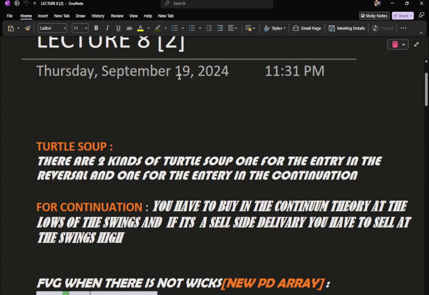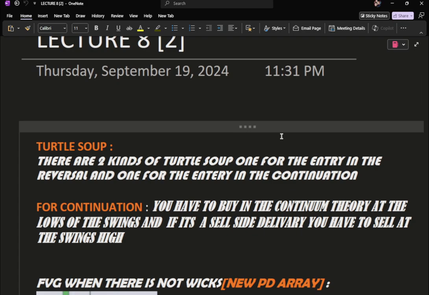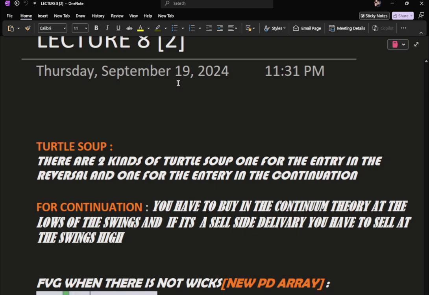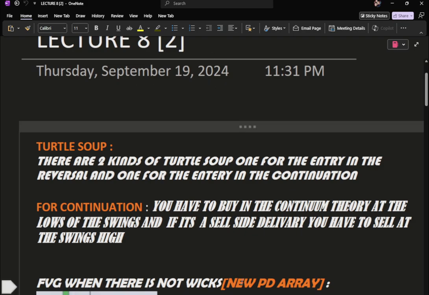So ICT tells something about the turtle soup. There are two kinds of turtle soup: one for the entry for the reversal, and one for the entry for the continuation, right? So if you are having a high, and price trades beyond that, that's a turtle soup for the reversal trade.